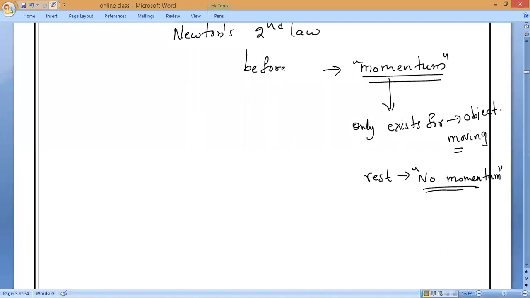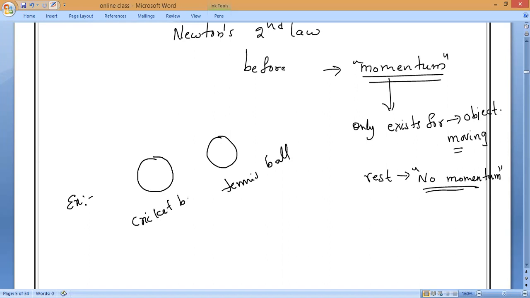First of all, I will give you two balls: one is a cricket ball and another is a tennis ball. Which is heavier, guys? As an example to understand momentum, I am taking one cricket ball and one tennis ball. Anyone can tell me which is heavier? Cricket ball, yes or no? We know already that the cricket ball is much heavier than the tennis ball.